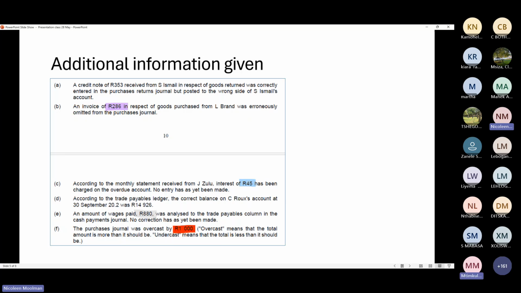And the last point, the purchase journal was overcast by 1,000 Rand, which means that the total amount is more than it should be. Undercast means the total is less than it should be.